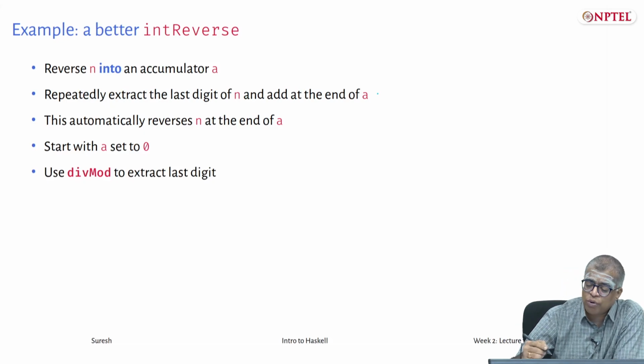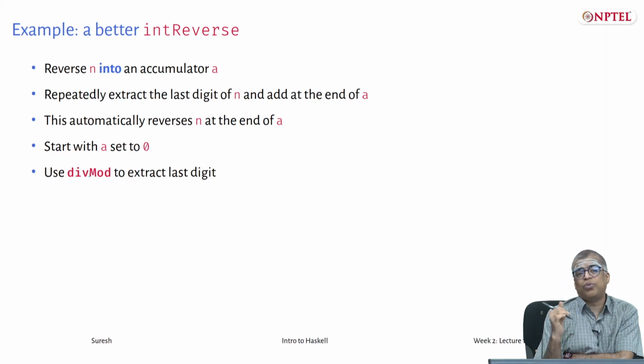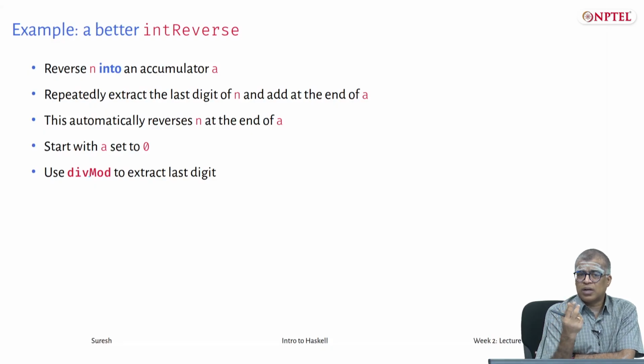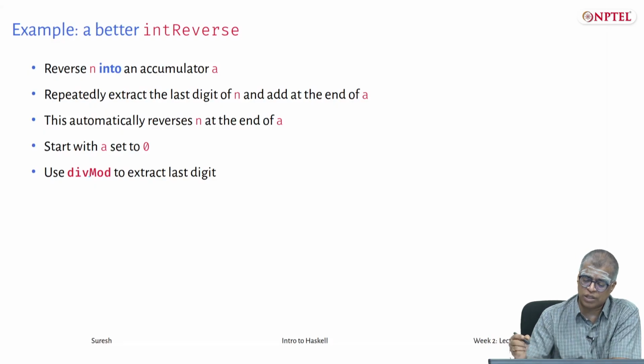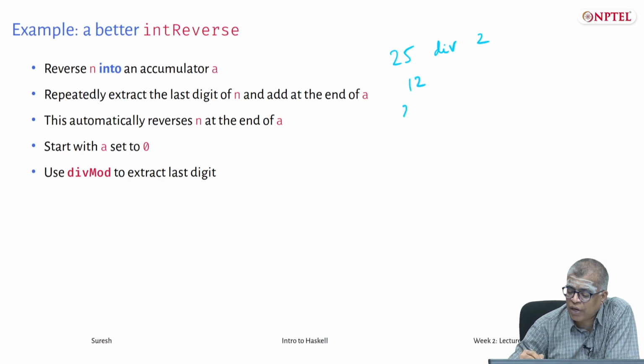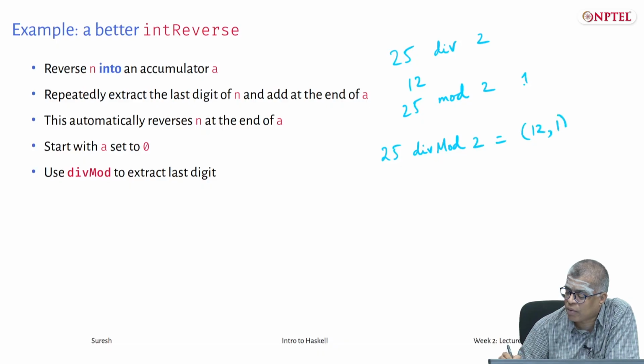Okay, and what you do is you use divMod to extract the last digit. So you use div to exclude the last digit and you use mod to extract the last digit, but divMod automatically returns a pair consisting of the number with the last digit removed and the last digit. So for instance, if I have 25 and I say div 2, I will get 12, 25 mod 2 will give me 1, but 25 divMod 2 will give me a pair 12 comma 1.